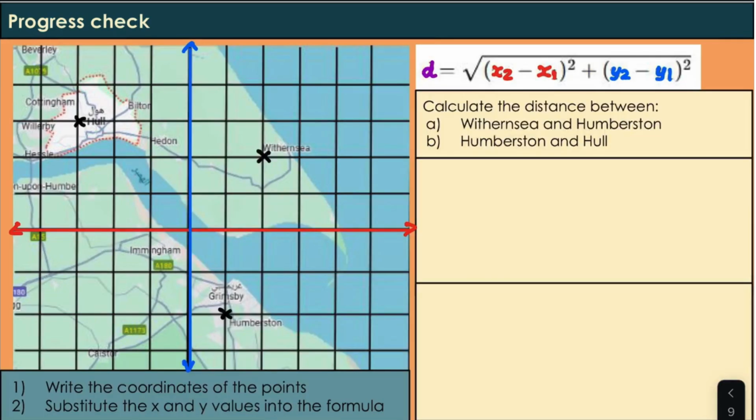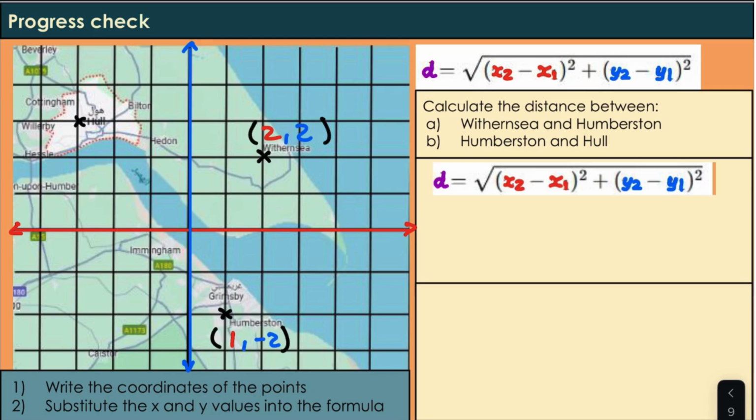Progress check. Try to use our distance formula for questions A and B, then check your answers with mine. Withernsea and Humberston. We substitute into our formula. So our first point is to the left, that's x1, y1. And our second point is to the right, x2, y2.